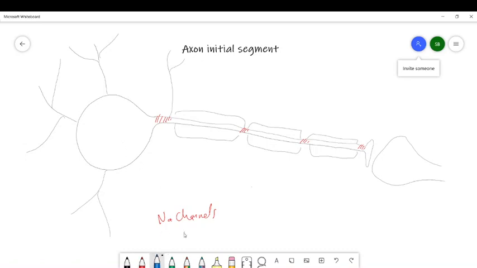We do see K channels here and here. So these are voltage-gated potassium channels, and around here. So what that means is, if you inject current, so here's a microelectrode, and I'm injecting current into the cell. Let's say it's depolarizing.